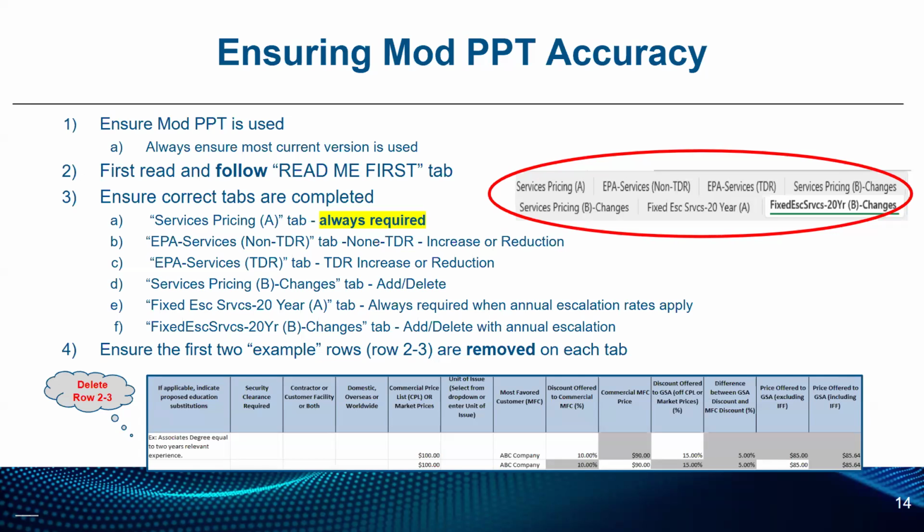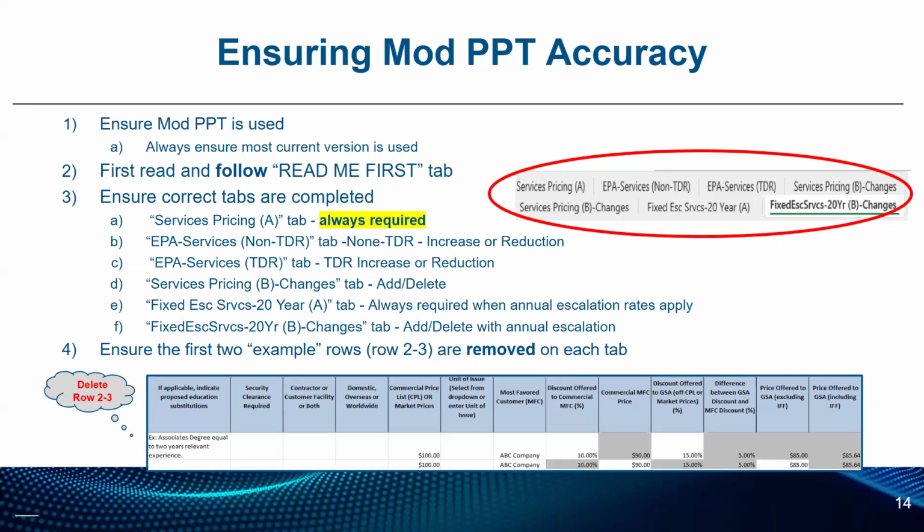As you can see, there's the services pricing A tab, the EPA TDR tab, EPA non-TDR tab, services pricing tab. That's for like if you have adds or deletes. And then you have your first fixed escalation services tab, which is anytime you have fixed escalation rates, you'll need to make sure to have that tab completed. And then you have your fixed escalation services tab B, which is where you're putting your adds if you have adds. So that is something to just really remember. And again, you've got your examples.